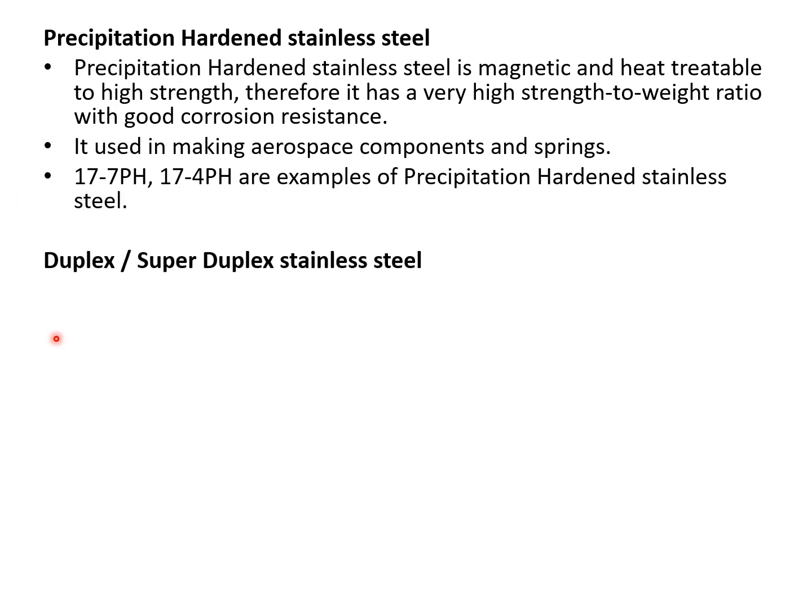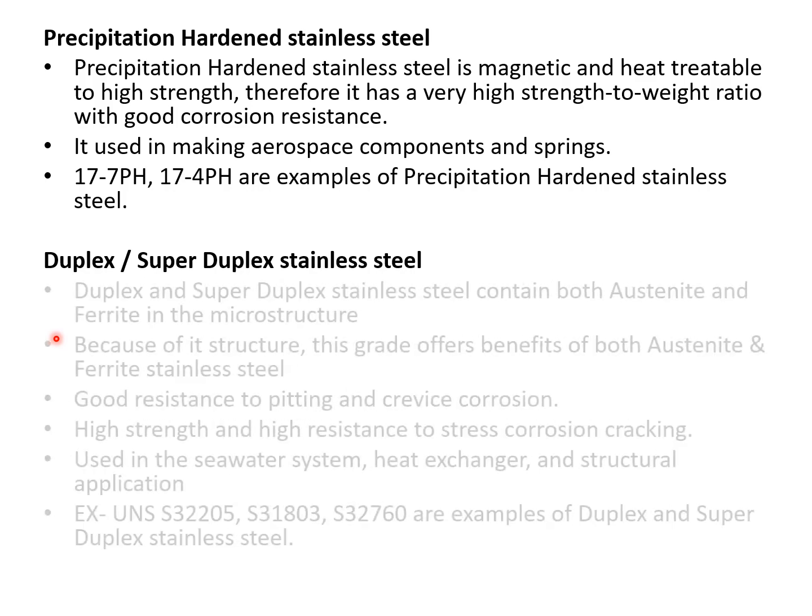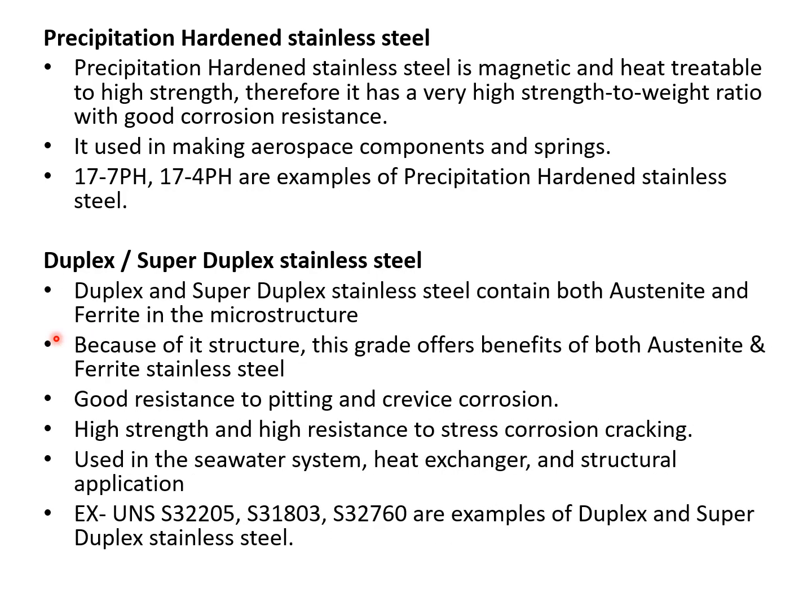So next is duplex or super duplex stainless steel. Duplex and super duplex stainless steel contain both austenitic and ferritic structure. Because of its structure, this grade offers the benefits of both austenitic and ferritic stainless steel. Good resistance to pitting and crevice corrosion. High strength and high resistance to stress corrosion cracking. Used in seawater systems, heat exchangers and structural applications. Some of the examples are UNS S32205, S31803, S32760, etc.